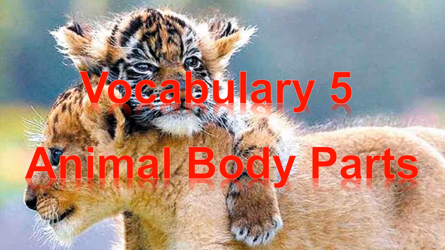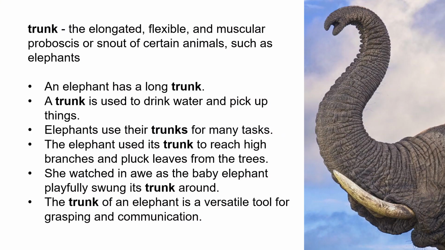Vocabulary number 5. Animal body parts. Trunk. Trunk is the elongated, flexible, and muscular proboscis or snout of certain animals, such as elephants.